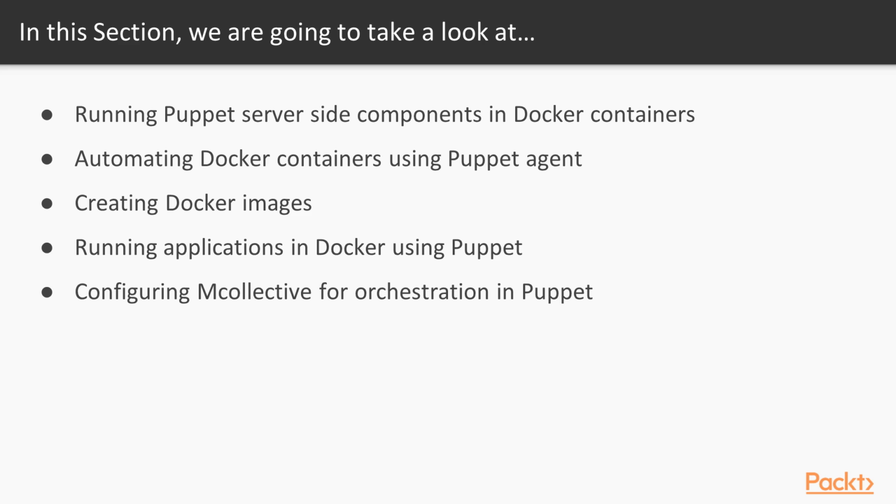Next, we will learn how to create Docker images using Puppet, which is one of the most important tasks in the container ecosystem. We will then run an application stack on Docker using the respective Puppet modules. Finally, we will configure Mcollective to implement orchestration in Puppet.